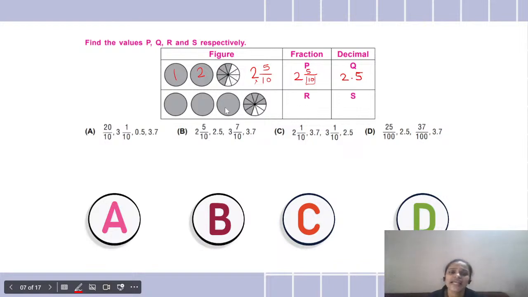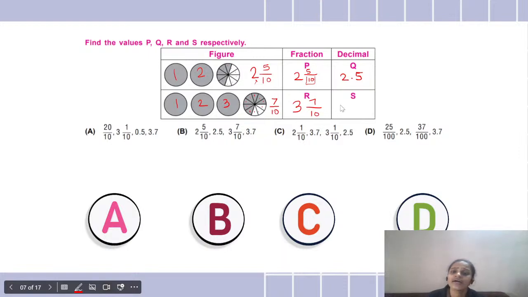Now, coming to the second fraction, second figure. So we have 1, 2, 3 whole figures, and over here again 1, 2, 3, 4, 5, 6, 7, 8, 9, 10. Okay, so total 10. Out of 10, how many are shaded? 1, 2, 3, 4, 5, 6, 7. So out of 10, 7 are shaded. Okay, so how am I going to write this in fraction? 3, 7 upon 10. Okay, I hope everybody is understanding. 3, 7 upon 10.